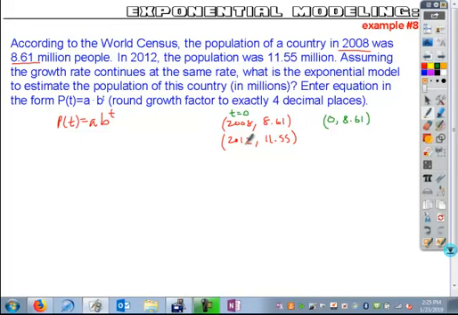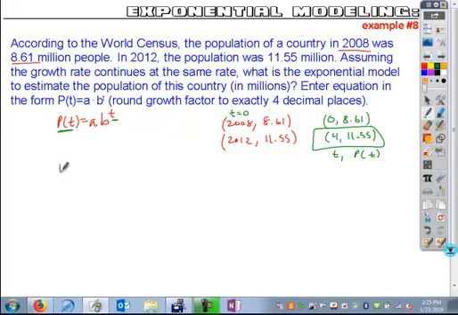And then 2012 is going to be how many years past that? 4. And so 11.55 is what you get 4 years later. So when you set up and solve for your function here, right, you have a set of coordinates. So here's p of t and t. So you're going to plug that in here and here.